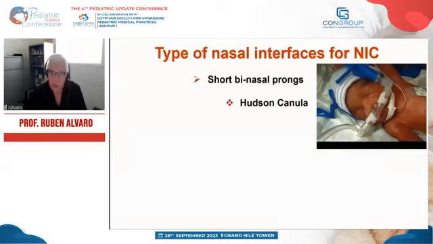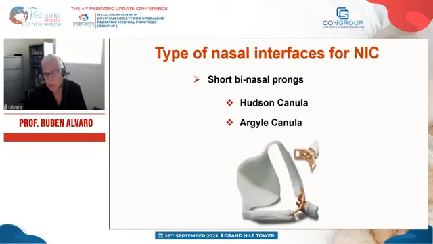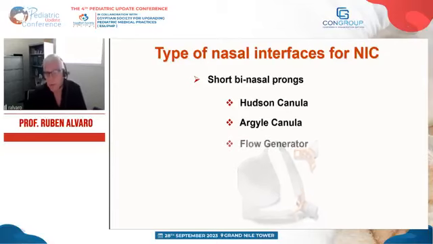They are good because they're big. They have decreased resistance, but they're very difficult to keep in place and cause a lot of nasal damage. The other ones are the old Argyle cannula. I don't think anybody's using these prongs anymore. They're very soft, but they're very small, and they have a significant increase in airway resistance.